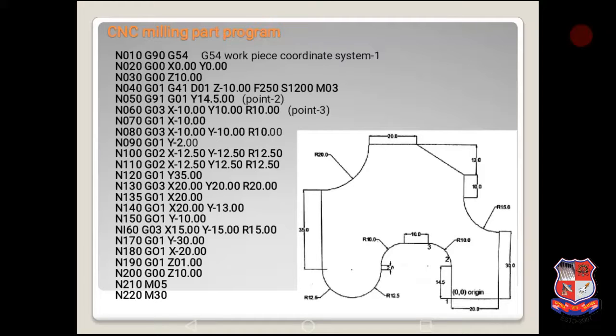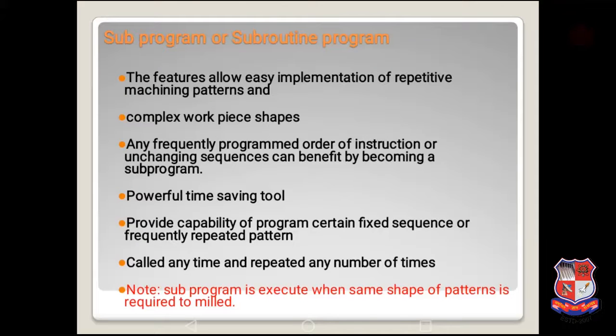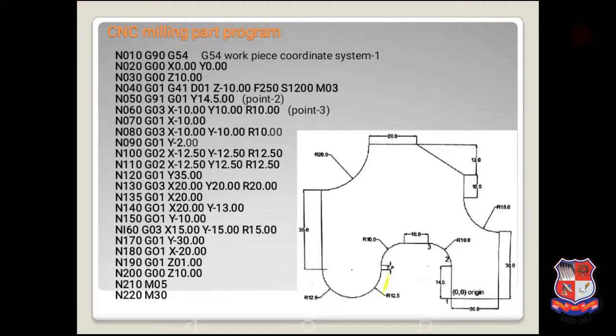Here one arc or the semicircle is given, so it can be written in two ways. Programmer can write a single block for this whole arc, or it can be divided in two parts, quarter arc from this point. What is the difference between these two blocks?